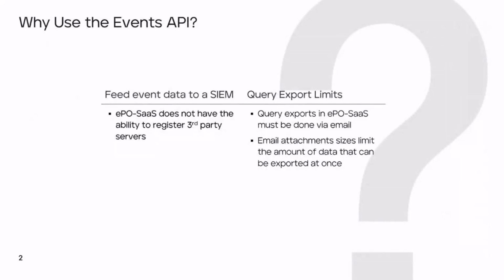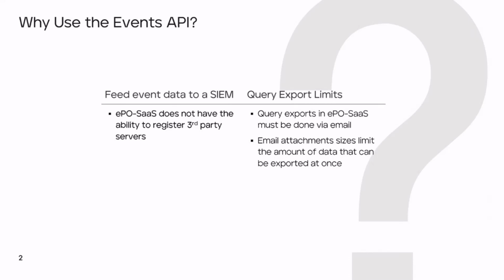So why use the Events API? The Events API, or application programming interface, is a REST API which provides access to threat event data in your ePO-SaaS tenant via HTTPS. The most common use case for leveraging the Events REST API is to feed your third-party SIEM or syslog receiver with event data generated by your managed endpoints.